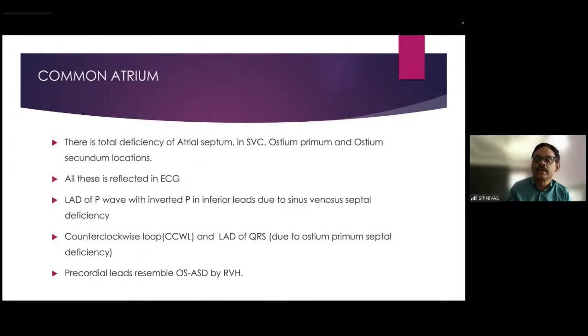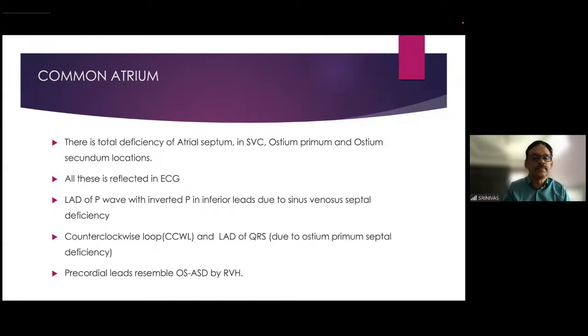Now coming to common atrium. Common atrium is a situation where there is no interatrial septum at all. So there is a deficiency of the sinus venosus septum, secundum septum and primum septum. So the ECG will show the features of the deficiency of all these parts of the septum. There will be left axis deviation of the P wave with inverted P waves in inferior leads. This is due to the sinus venosus septal deficiency, which will cause hypoplasia of the regular sinus node. There may be absence of the regular sinus node, and there may be an inferiorly located ectopic sinus node.